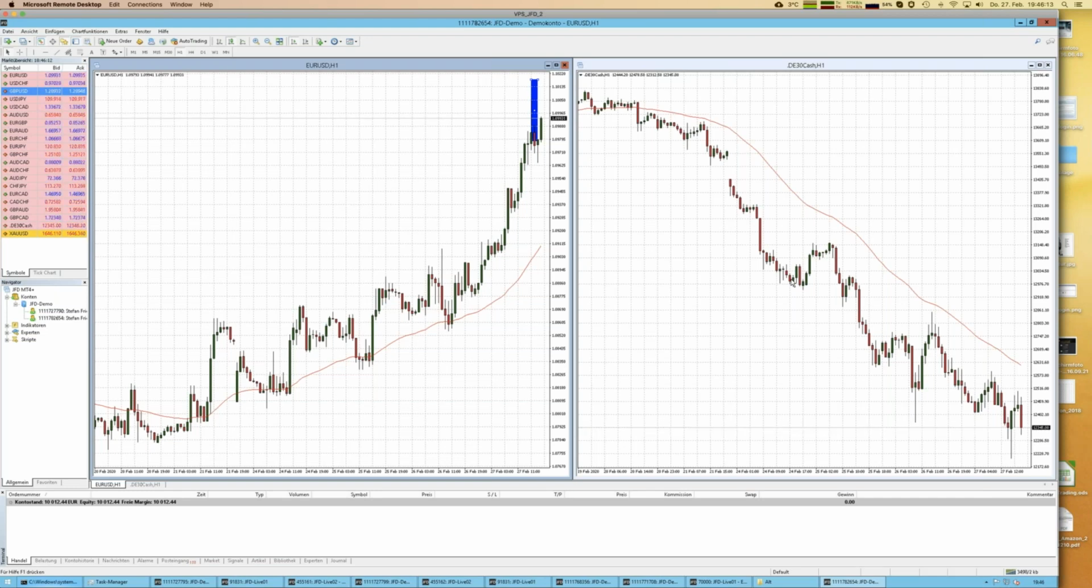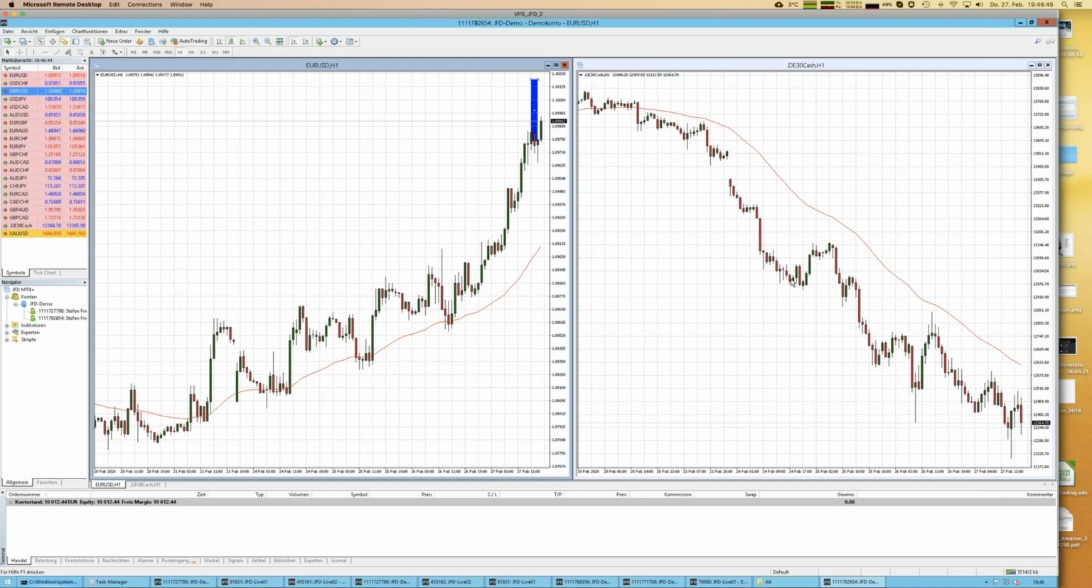Then you should use a percentage-wise power candle definition, because as you know, today the DAX is around 12,000 points. A couple of years ago it was at 6,000. So doing it in a fixed size would not be a good idea. What has been a power candle 10 years ago is not a power candle anymore today, because the DAX is maybe 3 times as high as at that time.